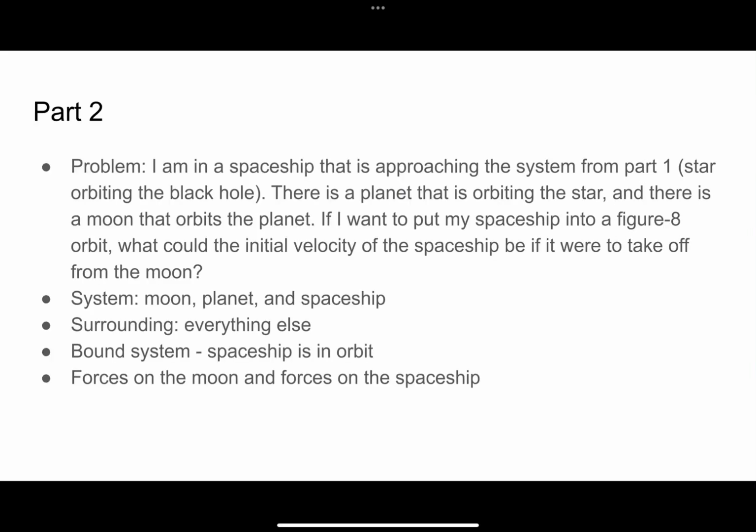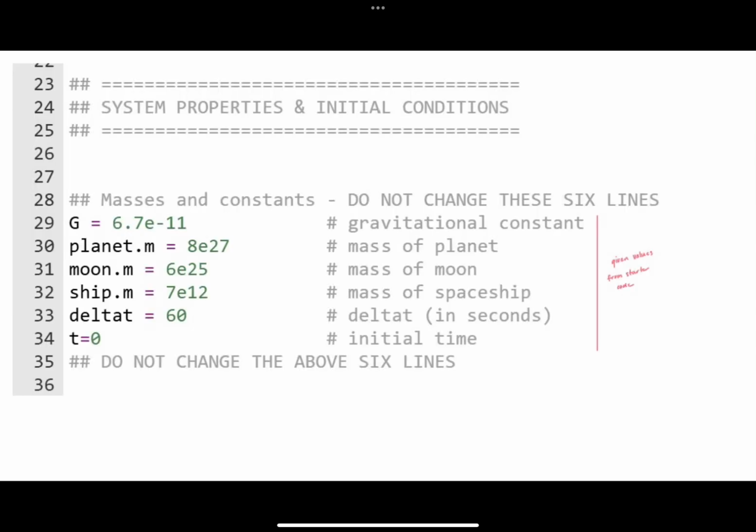In part 2, we are in a spaceship that is approaching the same system from part 1. However, there is a planet that is also orbiting the star, and there is a moon that orbits the planet. If we want to put our spaceship into a figure 8 orbit, we need to find the initial velocity of the spaceship if we are taking off from the moon. Here are our values that are given in the starter code.